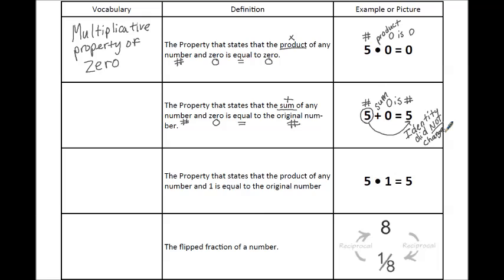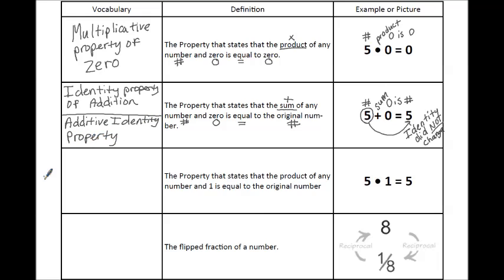And there's two different ways that we can name this property. We can name it the identity property of addition, because we're not changing the identity once we add something. And the other way to write this is to call it the additive identity property. So either way, you kind of have the word add in there and you have the word identity. You need both of those words to have the additive identity property.